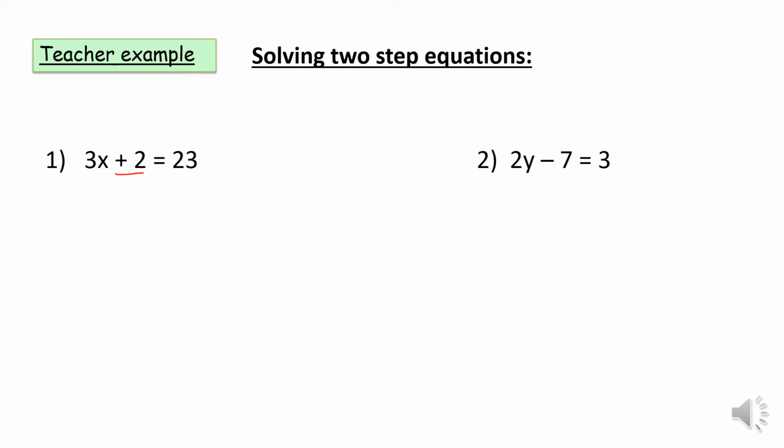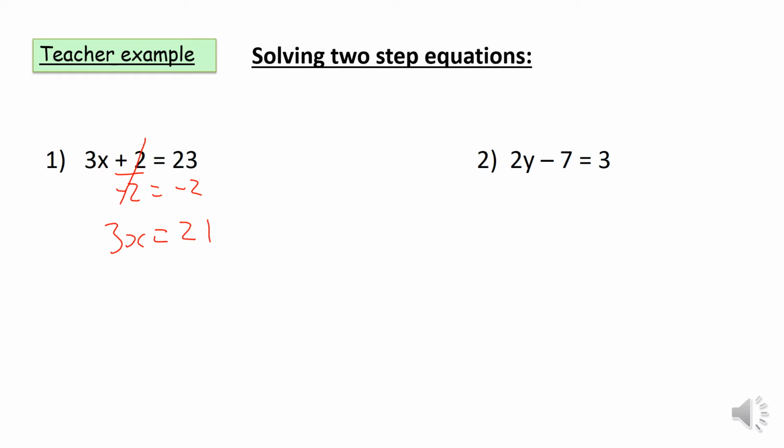So to take over the positive 2 to the other side, I need to do the inverse. The inverse of positive 2 is minus 2. So I would subtract 2 from both sides. When I've subtracted 2, I've cancelled the positive 2 out from the left hand side. Now what am I left with on the left hand side? 3x. On the right hand side, 23 subtract 2, I am left with 21.